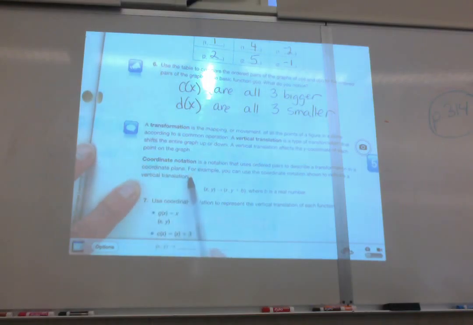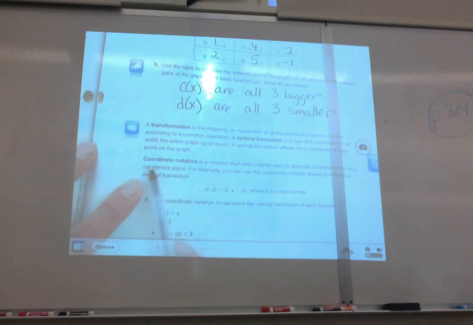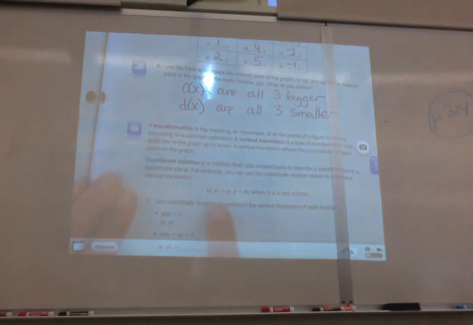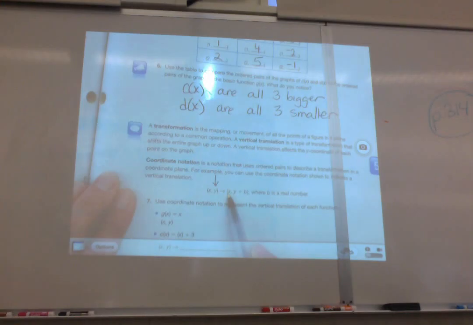Coordinate notation. Brody, could you read? Coordinate notation is a notation that uses ordered pairs to describe a transformation in a coordinate plane. For example, you can use the coordinate notation shown to indicate vertical translation. Okay, so if we have x and y, and if we're translating vertically, we're going to be changing the y, either adding something or subtracting something. So we can show that in ordered pairs by x and then y plus b. b is a real number.